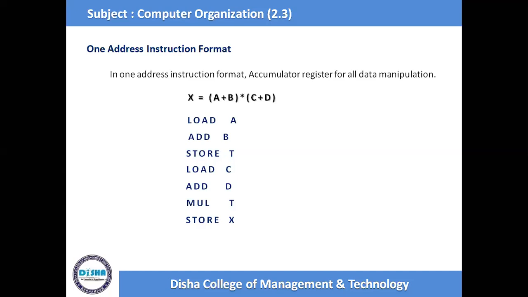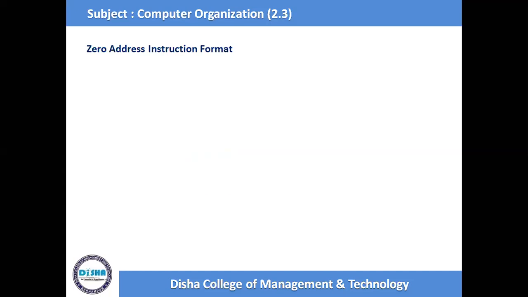Just to remember that in the one address instruction format only accumulator registers are used, whereas in the two address and three address instruction formats we can use a processor register and at the same time a memory register, or we can use the memory register or processor register. Next, and the last, instruction format is the zero address instruction format.